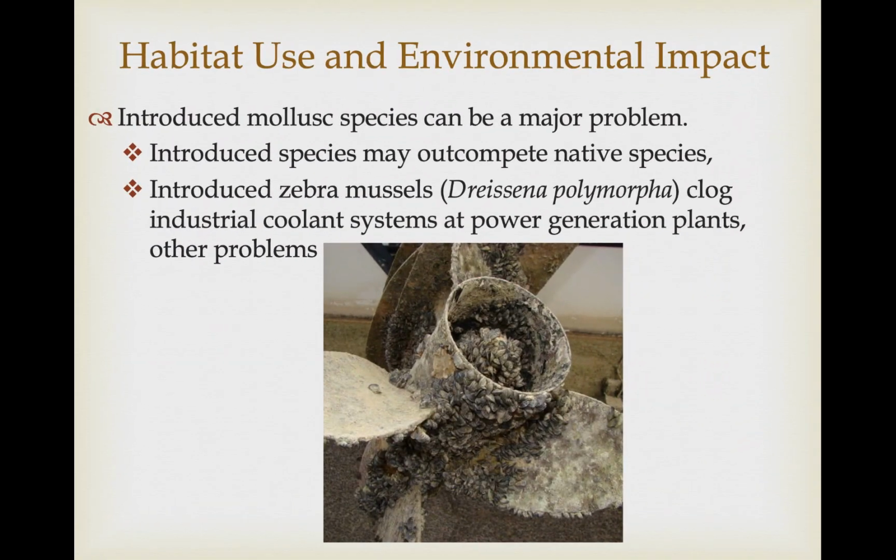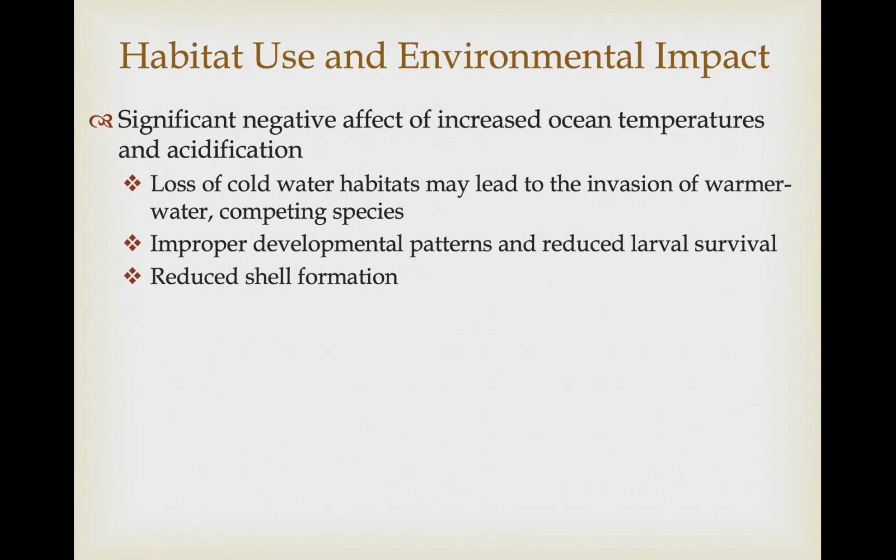So what are some of the challenges that are facing natural mollusk communities? Well, introduced mollusk species can cause a major problem to natural communities of mollusks. Introduced species can outcompete the native species and drive them to extinction. And introduced zebra mussels are a big problem to humans because they can clog industrial coolant systems that are used associated with power plants at lakes. They can also attach themselves to boat structures and other dock-like structures and cause a major problem for humans directly.